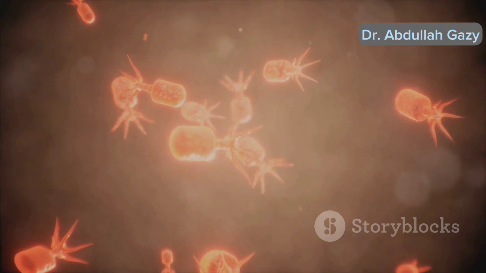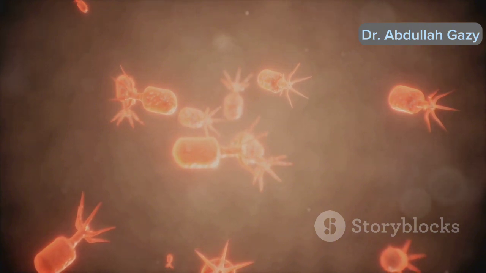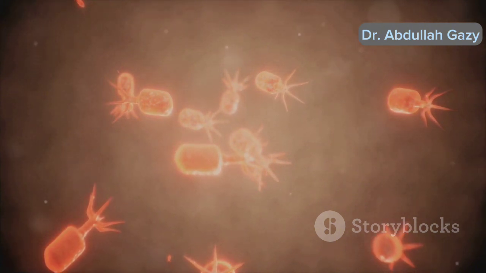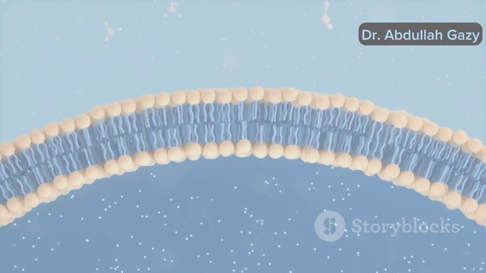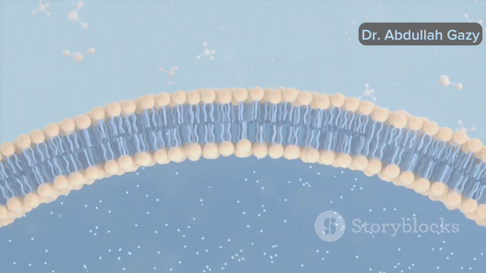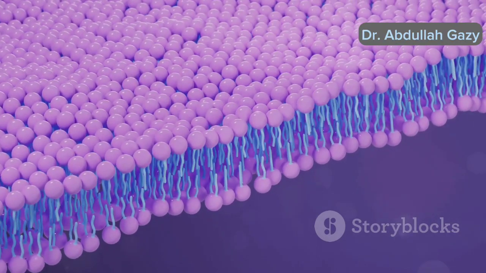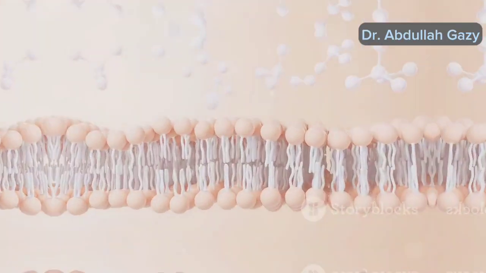The phospholipids are constantly in motion, drifting laterally within the bilayer. This lateral movement is essential for the membrane's flexibility and functionality. This fluidity is essential for the membrane's function, allowing it to adapt to changing conditions and interact with other molecules. It enables the cell to maintain homeostasis and respond to its environment effectively.